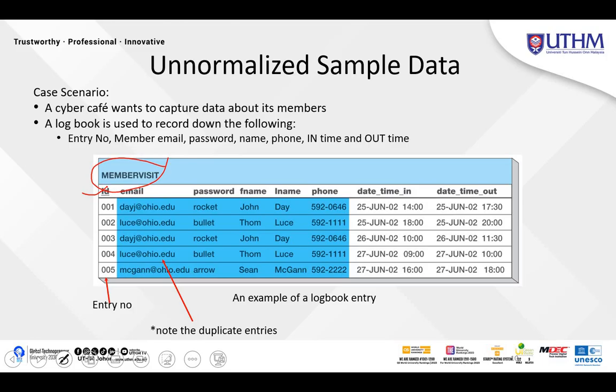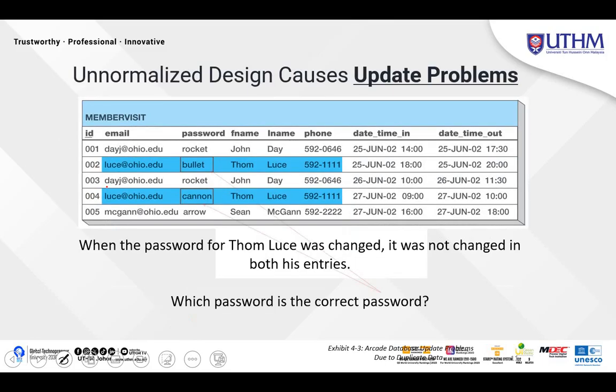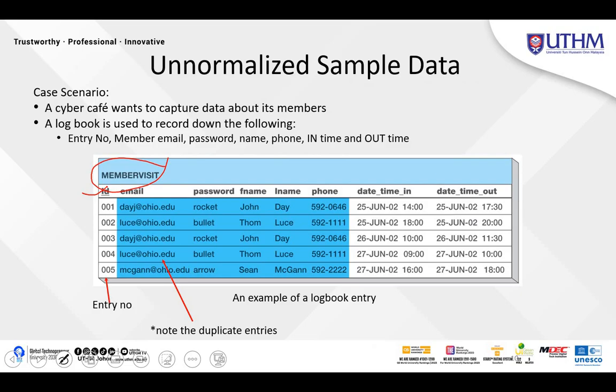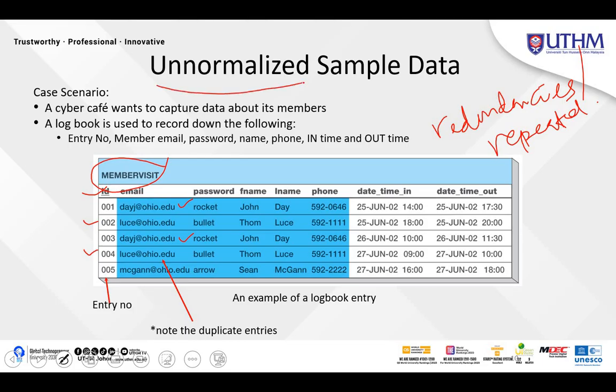If you notice, 002 and 004 are repeated, this one and this one are repeated again, 001 and 003 are repeated. So when you find this kind of repetition, what we call redundancy, remember, redundancy means repeated records present in the table. So when you find repeated records in the table, that is known as unnormalized sample data, or unnormalized data.